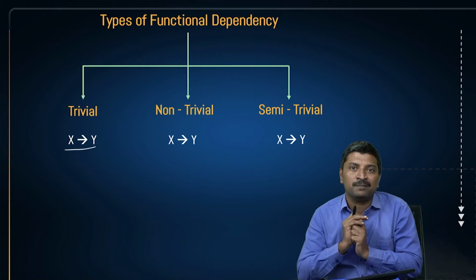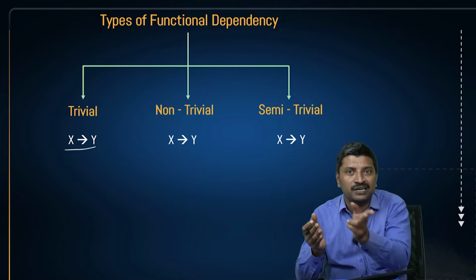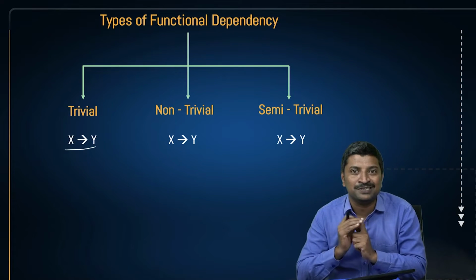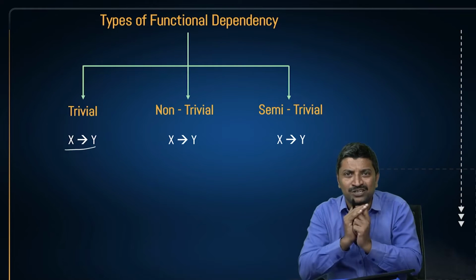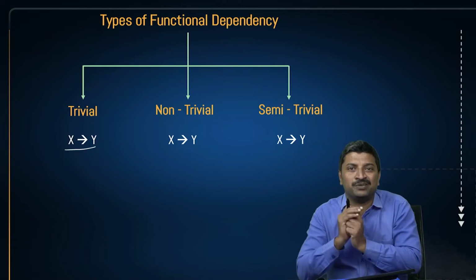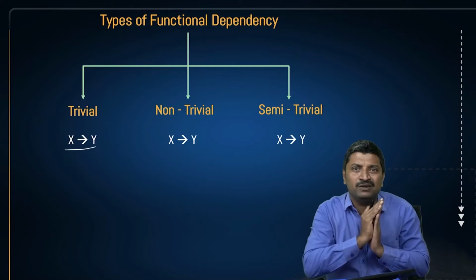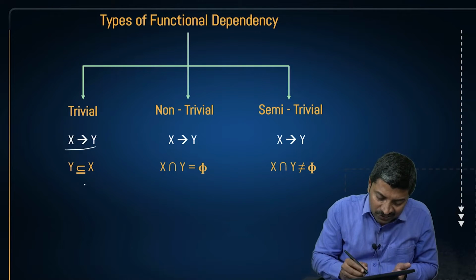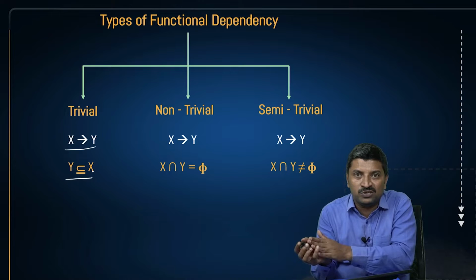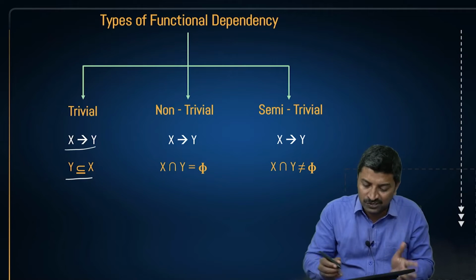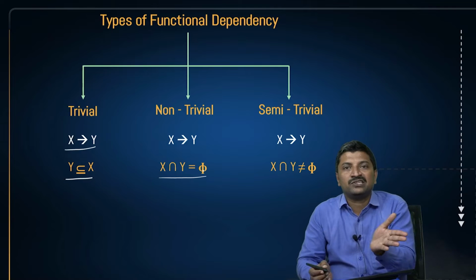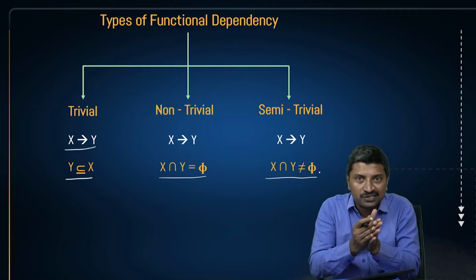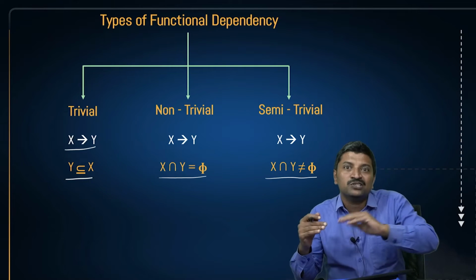What about non-trivial, sir? If the intersection of the left hand side and right hand side is equal to empty, then we say it is a non-trivial functional dependency. What about semi-trivial, sir? It is a combination of these two. That means the intersection is not empty and we cannot say Y is purely a subset of the left hand side. So these are the conditions of functional dependencies. What is trivial, sir? The right hand side attributes are a subset of the left hand side attributes. What about non-trivial? The intersection of left hand side and right hand side is empty. What about the last one, semi-trivial? The intersection of left hand side and right hand side is not equal to empty.